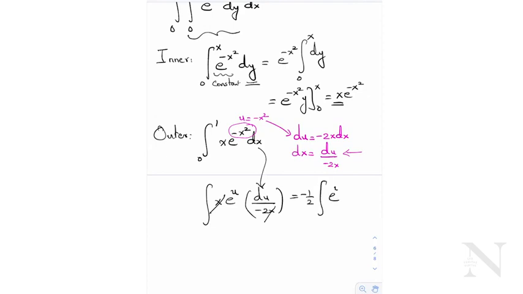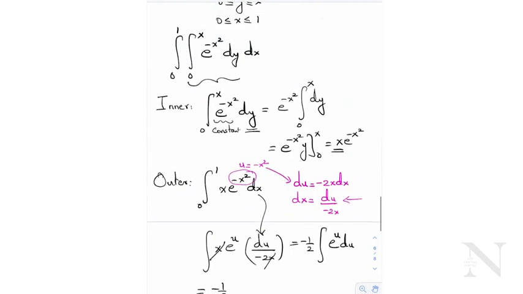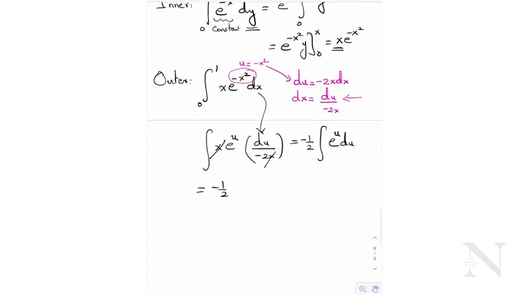But you don't have to write all these details. If you're comfortable using this, just do it. That's equal to negative 1/2 e to the power of u, and u is back to our original variable, negative x squared, from 0 to 1. That's equal to negative 1/2 times e to the power of negative 1 minus e to the 0, which is 1. If you like writing this as a positive answer, that's 1/2 times 1 minus 1 over e.